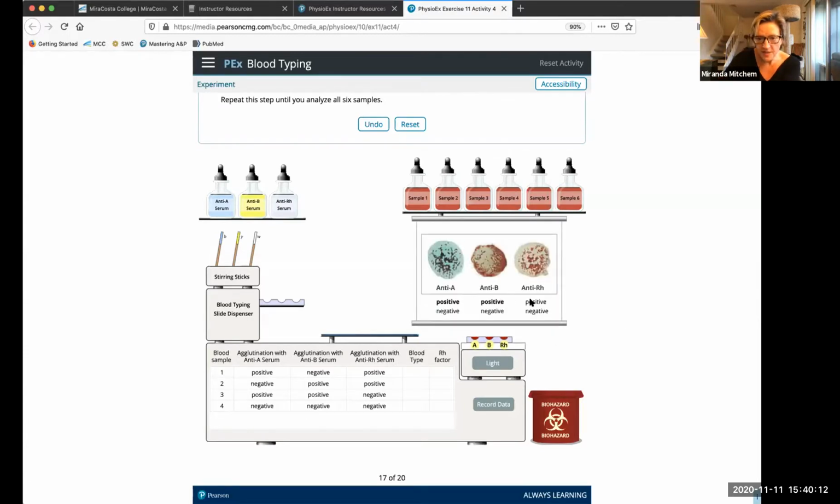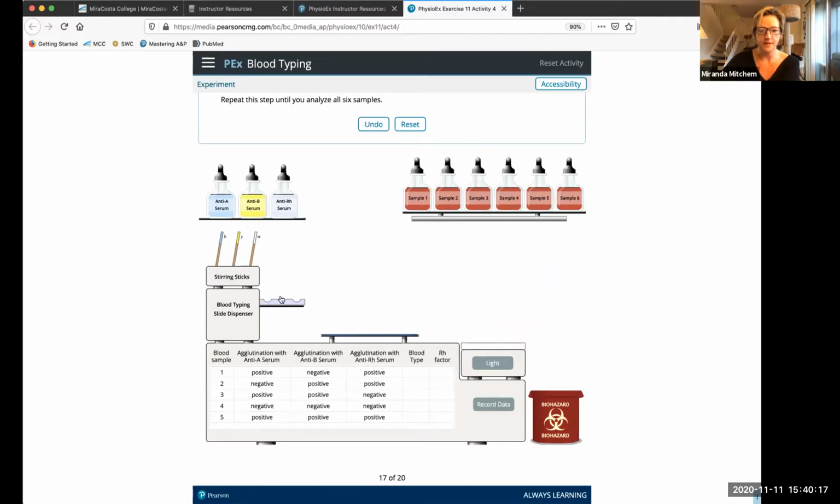Positive, positive, positive. And now our last sample, blood sample 6. And then we'll go through and record the blood type.